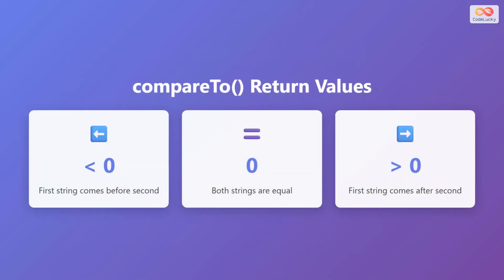Understanding the return values of compareTo is essential. The method returns three types of values. A negative number, which is less than 0, indicates that the first string comes before the second string alphabetically. A return value of 0 means both strings are equal. A positive number, which is greater than 0, indicates that the first string comes after the second string in alphabetical order. This ordering is based on the Unicode values of the characters in the strings.